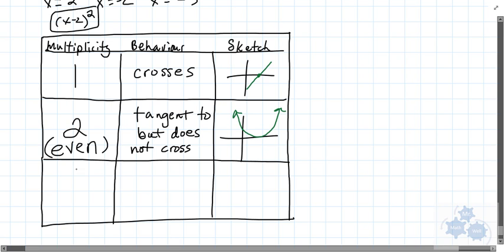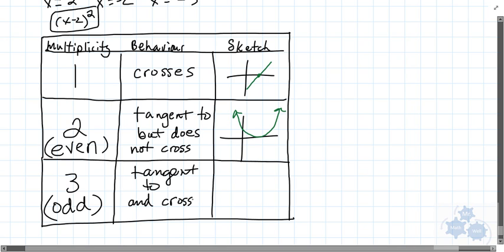And finally, just one more here that we'll summarize today. A 3, or really any odd, is this. Tangent to and crosses. And of course, that graph would look something like this. Okay, it kind of comes up, it sneaks up to the line. It actually does cross the line. All right?